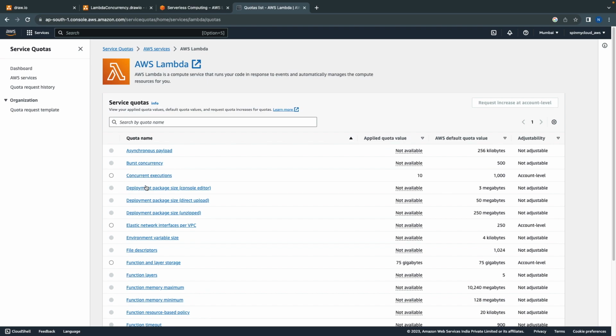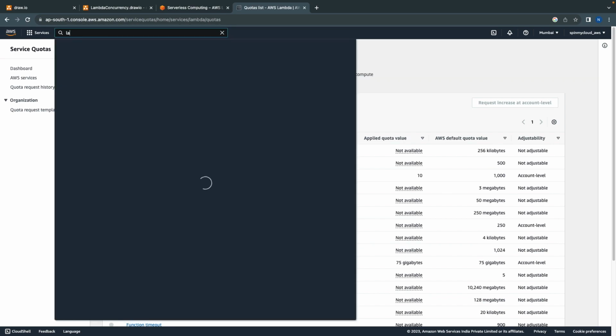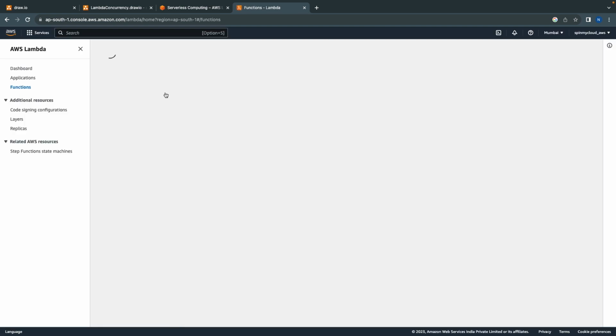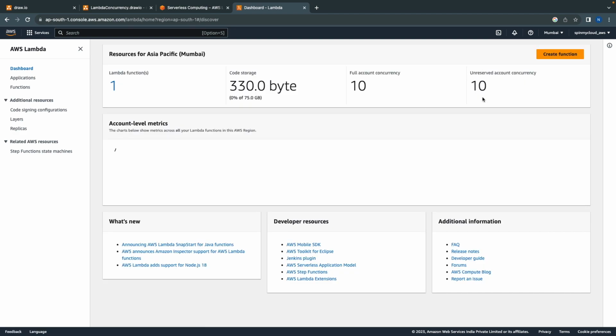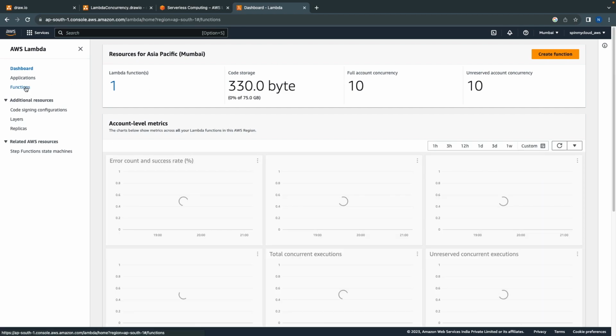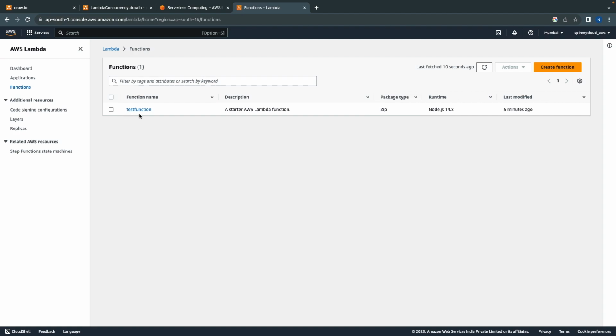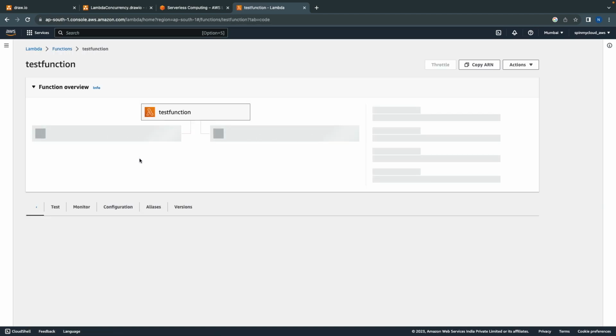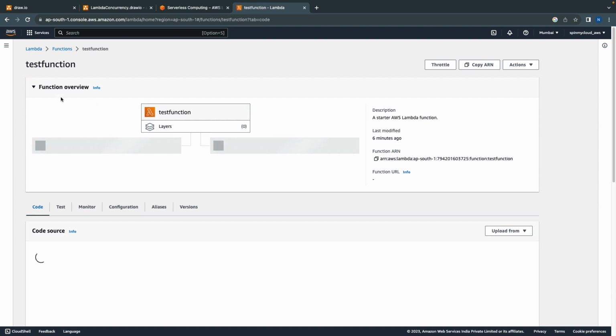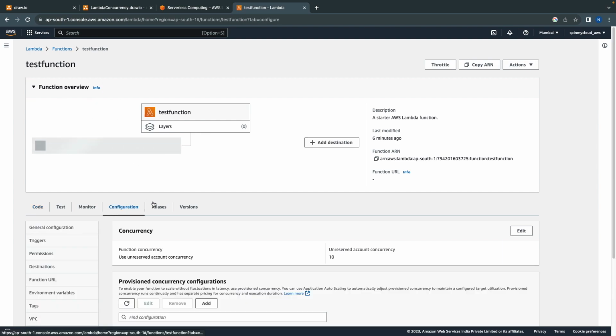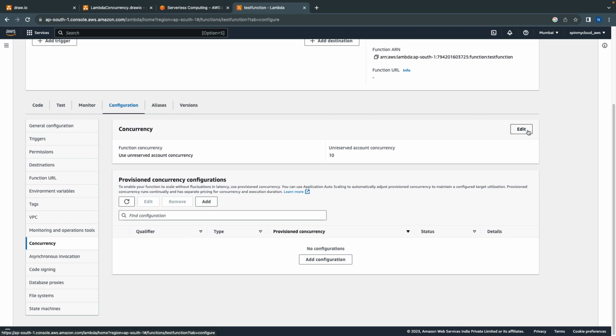But the concept is the same. So if I go to Lambda, you can first see in the dashboard the total unreserved account concurrency and your full account concurrency. If I create a Lambda function here, I can play with my Lambda function concurrency. So if I go to configuration, this is one of the test functions. If I go to configuration, I can edit the concurrency that would be used by this Lambda function.